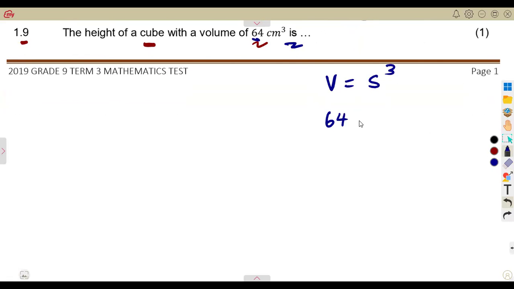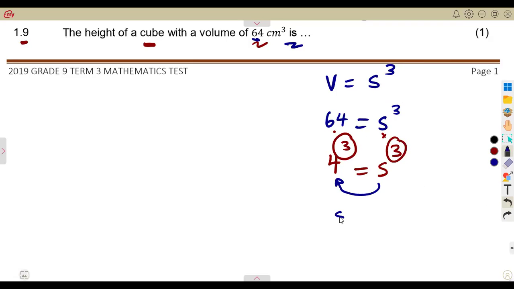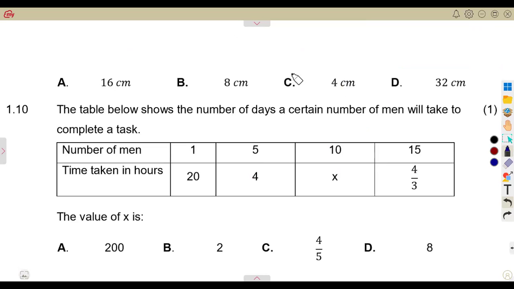So 64 is equal to side to the exponent of 3. You have formed an equation where you need to solve for S. Can we write 64 as a number to the power of 3? Yes, that is 4 to the exponent of 3, which is equal to side to the exponent of 3. As the exponents are the same, we can say S is equal to 4. So if S is 4, it means the height of this cube, that is the side of the cube, is going to be 4. So our answer in this case was going to be C.